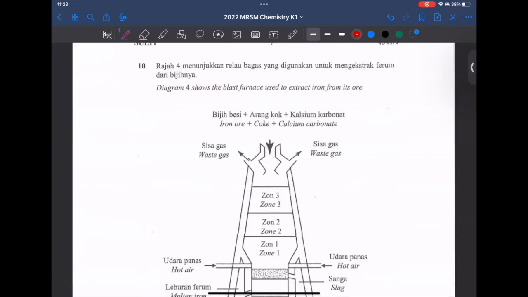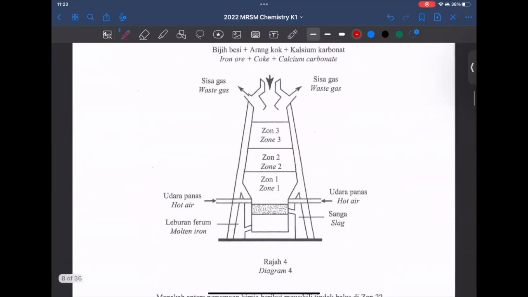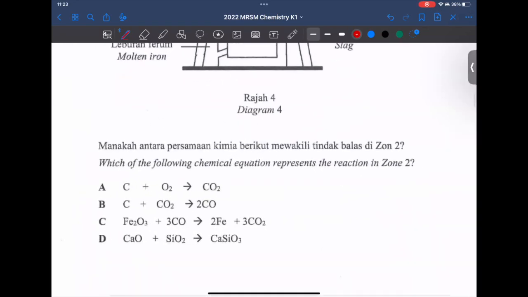Number 10, diagram 4 shows the blast furnace used to extract iron from its ore. This is zone 1, 2, 3. You can see over here, at different zones, different things happen. So which of the following chemical equations represents the reaction in zone 2?